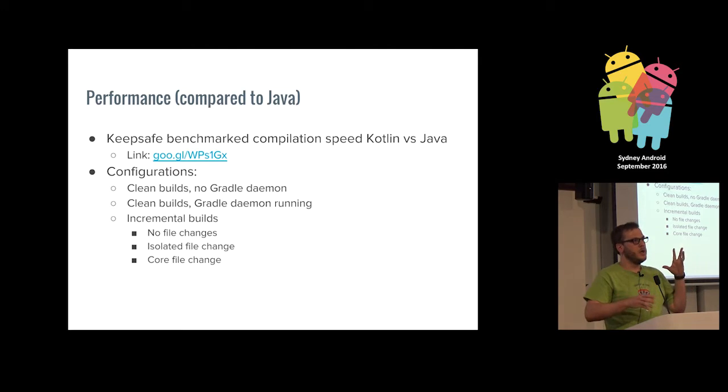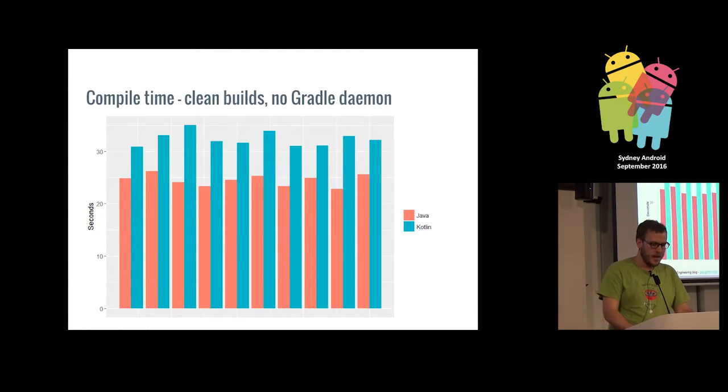So basically, they don't require recompiling kind of intertwined parts of the app. And then the core file changes, which means a lot of stuff will be recompiled. So they came out with really nice diagrams, which is very friendly for the presentation. So let's see. Blue, if you can't see, is Kotlin. Red is Java. And again, if you can't see the seconds, the top one is 30. I would say the top one is 35 or something like that.